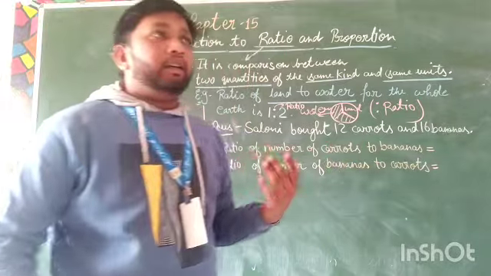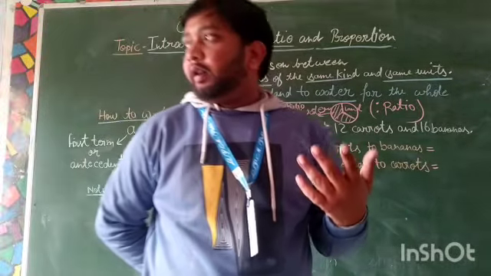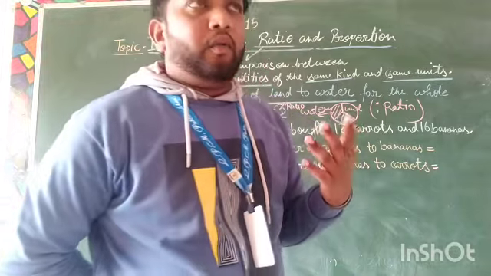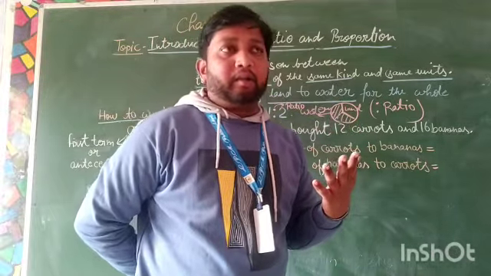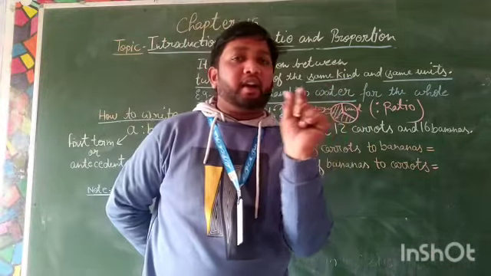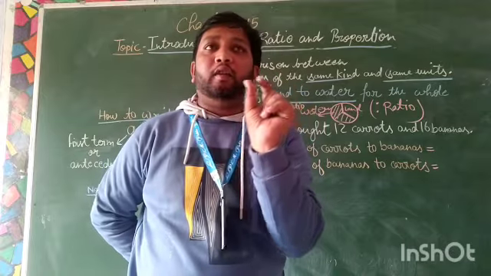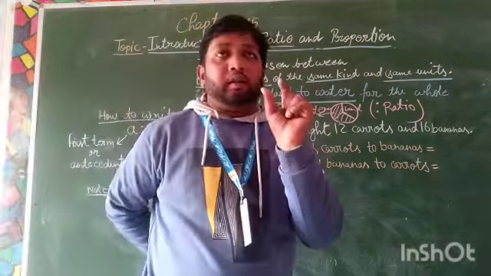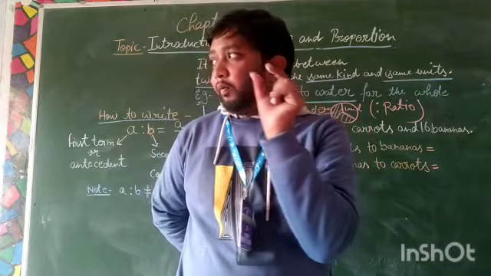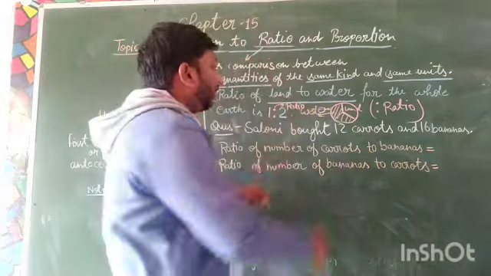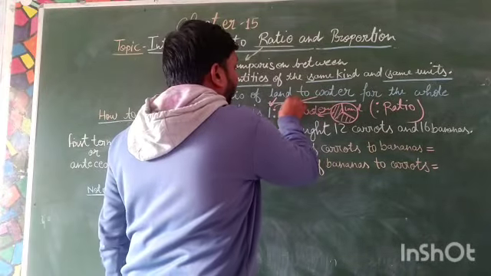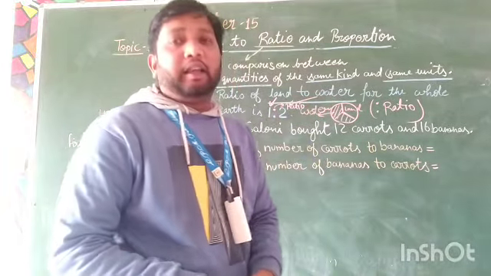If we go to a market and buy 4 bananas and 3 apples, then we write the ratio of bananas to apples as 4 ratio 3. If we are talking about the first object, it must be written first, and the second object we write second.